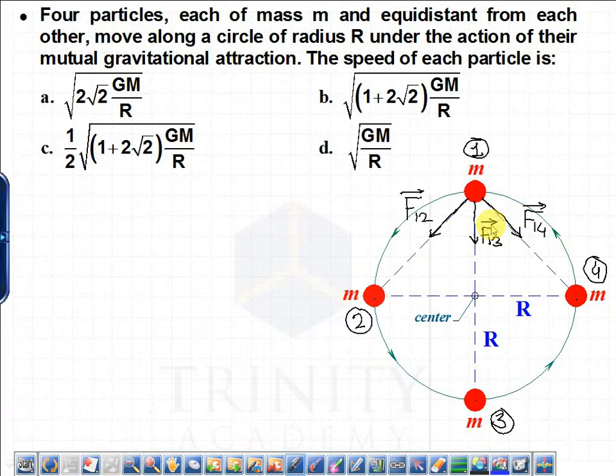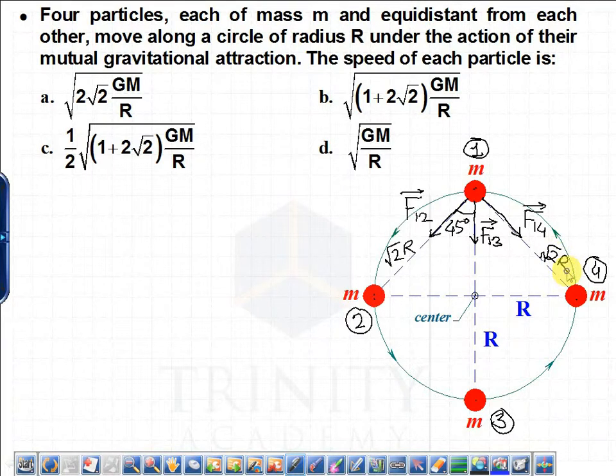The symmetry of the problem also gives us the condition that this angle must be equal to 45 degrees. The distance between particle 1 and particle 2 will be equal to root 2 times the radius, because from particle 1 to the center is r, and from particle 2 to the center is also r. So the square root of r square plus r square becomes root 2 r. From the mirror geometry, we can also say that the distance between particle 1 and 4 will also be equal to root 2 r.